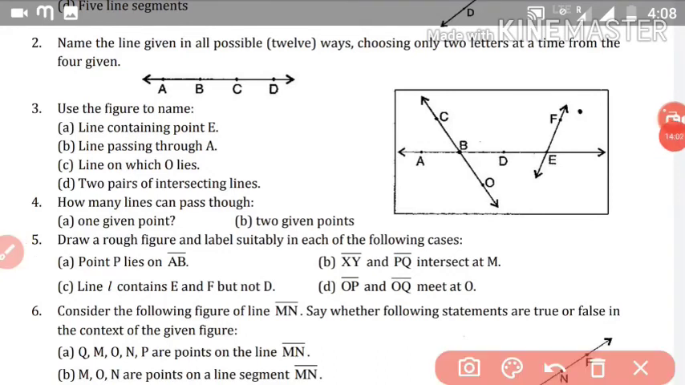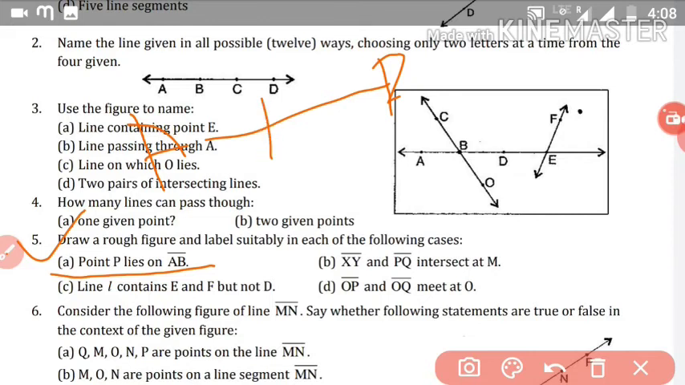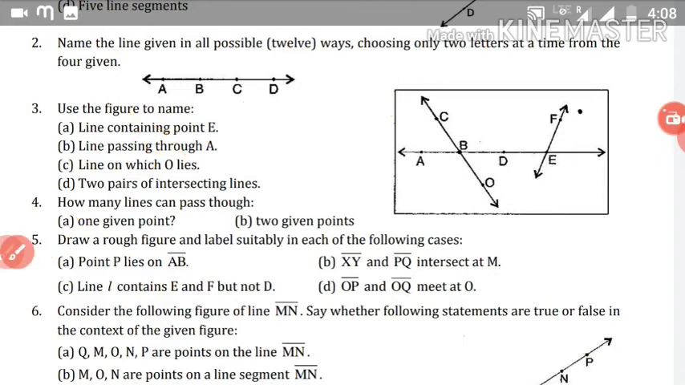Now come to question number 5. Draw a rough figure and label suitably in each of the following cases. Now here it is given A, point P lies on AB. It means you have to draw one line AB, and P should lie anywhere on it.